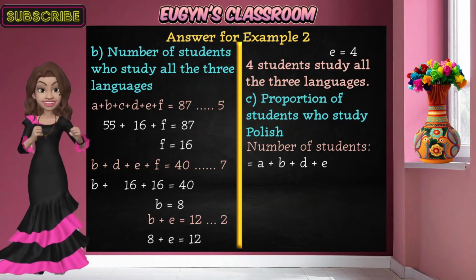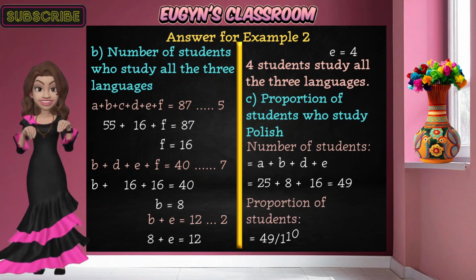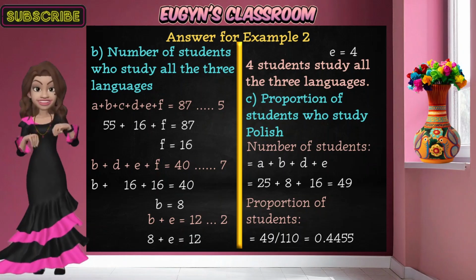From equation 4, A is 25. From previous calculations, B is 8. From equation 6, D plus E is 16. That gives us 49. So we have 49 students study Polish. To get the proportion, we take 49 divided by the total number of students, 110. This gives us 0.4455.